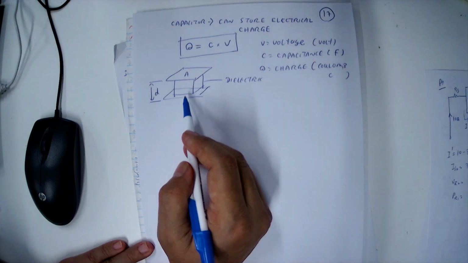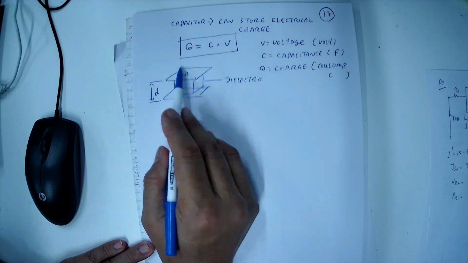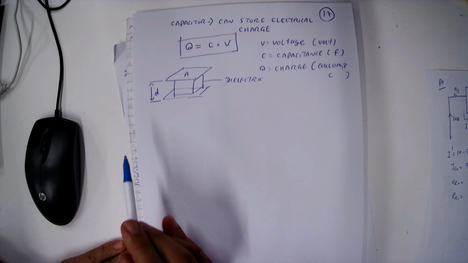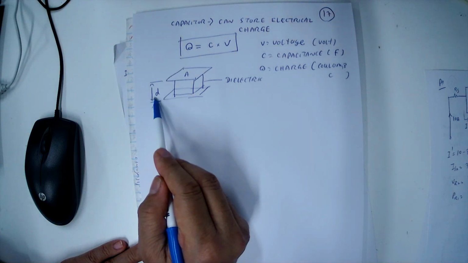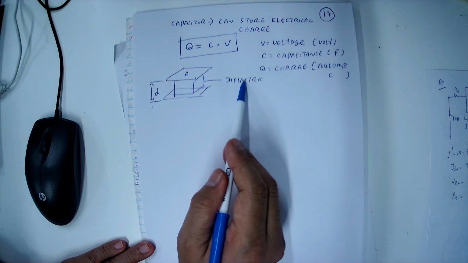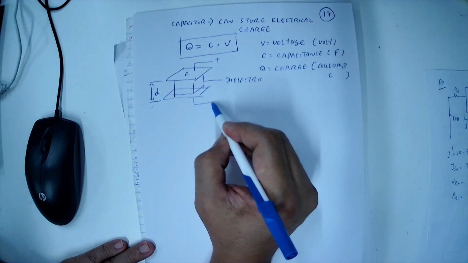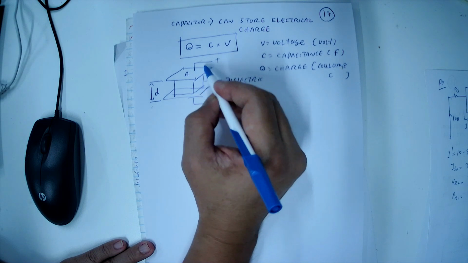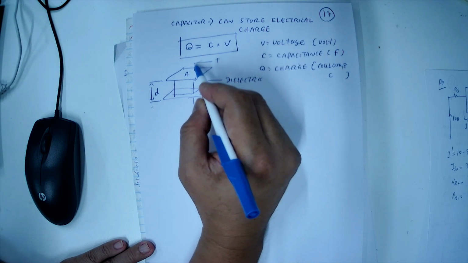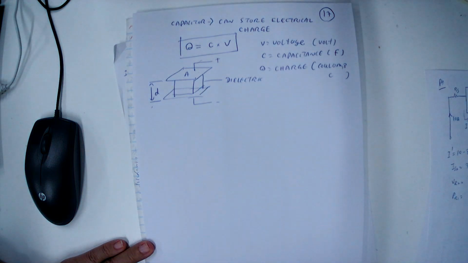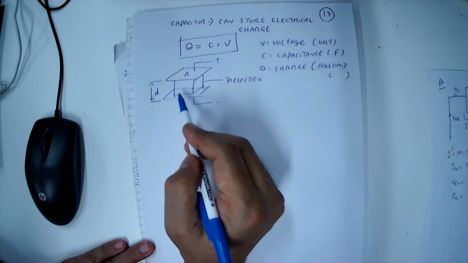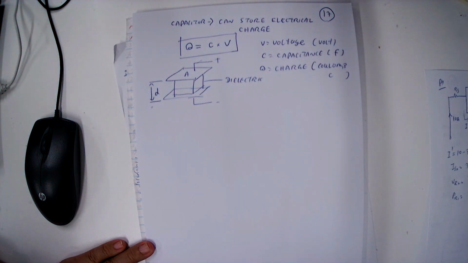A capacitor has two plates. Each plate has the area A. The distance between the two plates is D. Between the two plates, we put a dielectric. Then we connect it to the supply. So the electrical charge comes into the capacitor and is stored by the capacitor. So this is the basic construction of the capacitor.